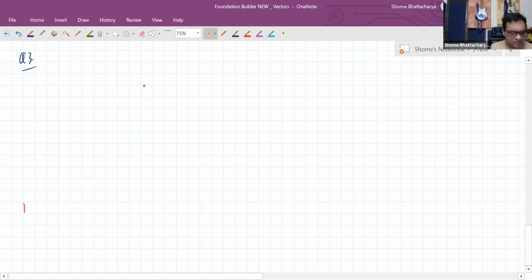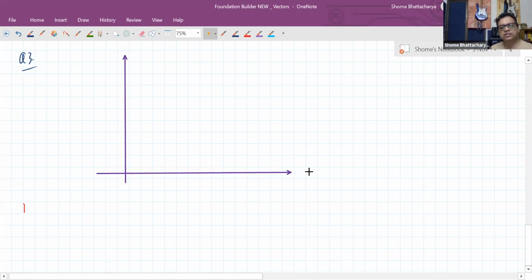Question 3 is saying a displacement vector is at an angle of 30 degrees with the y-axis and has an x component of 10 units. Then the magnitude of the vector is how much? So just understand this geometrically. This is a very simple question. You just follow the instructions of the question.